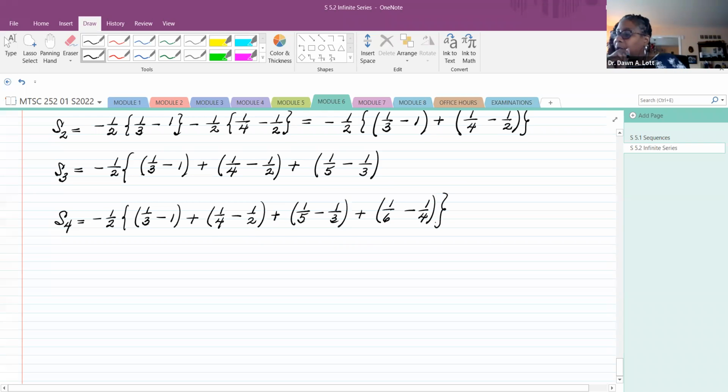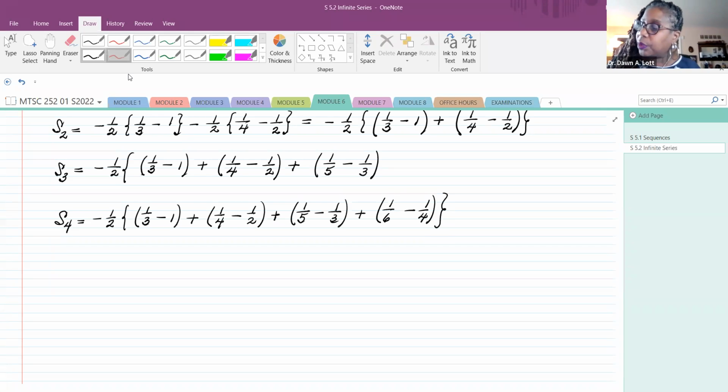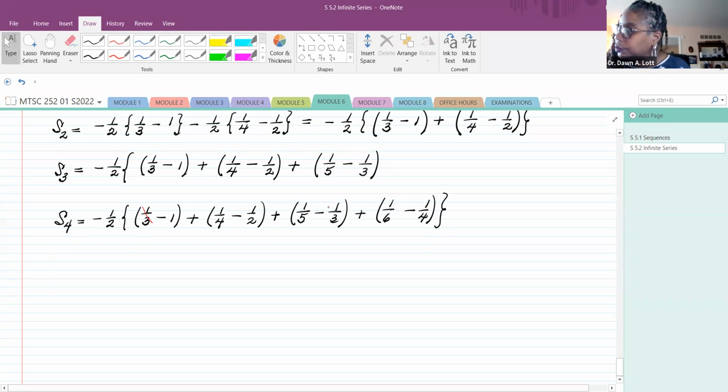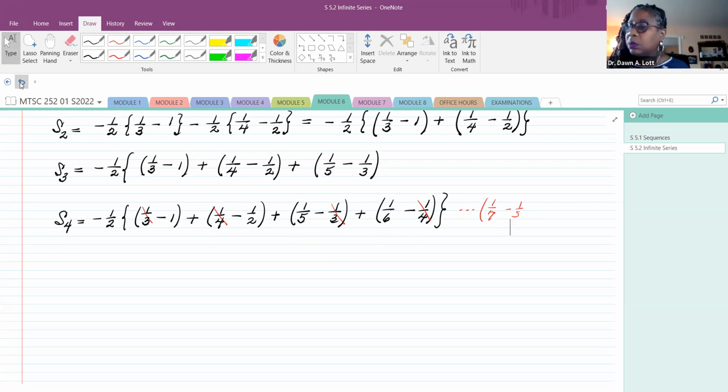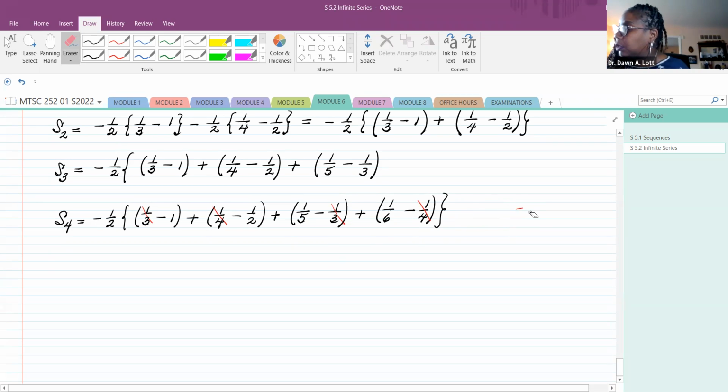Okay, so I can see the numbers that are going to disappear clearly: the 1/3 will go and the 1/4 is going to go. And in the next one, which will have 1/7 minus 1/5, the 1/5 is going to go. And the next one, so everything's going to cancel out. Okay, so we can see now we got a formula.